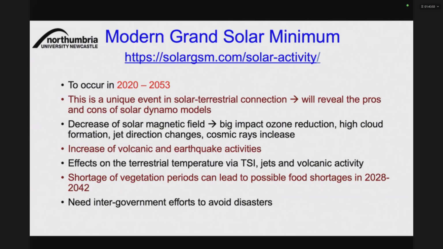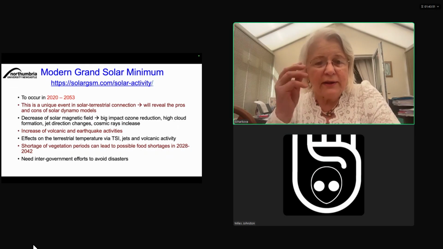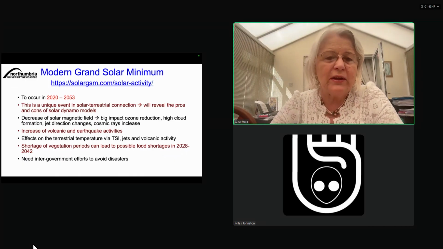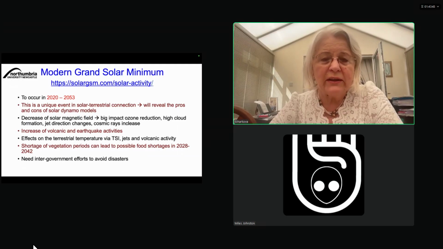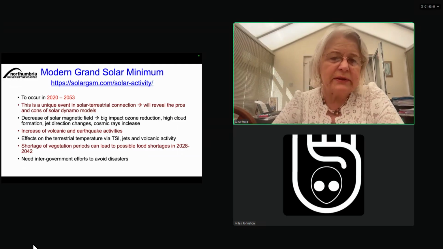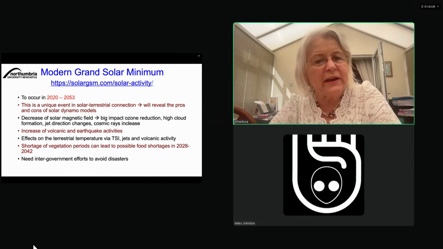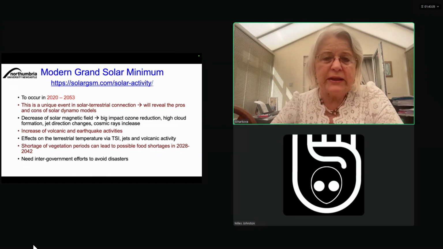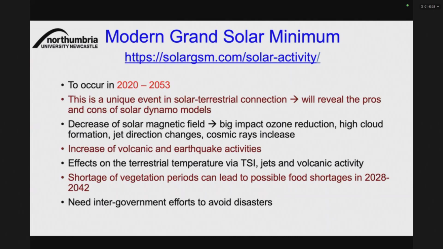But what is also important is that at that time we have jet direction changes, a lot of change in the Earth. There will be an increase of volcanic and earthquake activities. We published a paper that volcanic activity will be at maximum in cycle 26. So this will also reduce the temperature. The effect on terrestrial temperature will come from the reduction in TSI, variation of jets and volcanic activity.